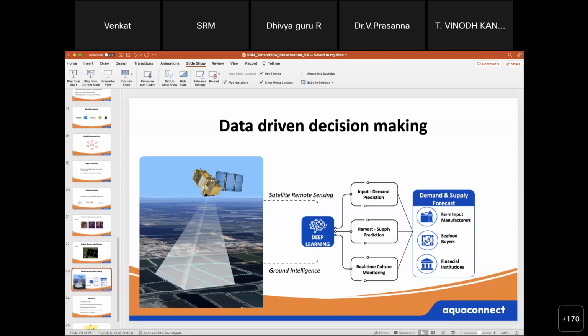We are also expanding these use cases. Now we are trying to use these models for remote monitoring and control of our ponds, and to monitor the environment and mitigate risk. We are also working on traceability and quality assurance, right? So this is how TensorFlow is used.